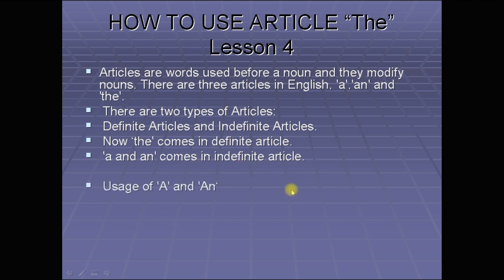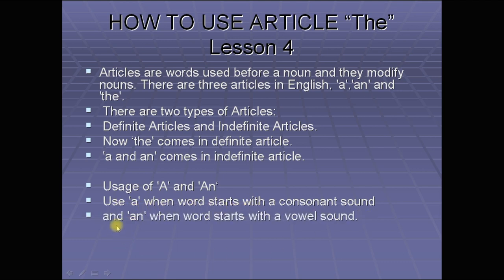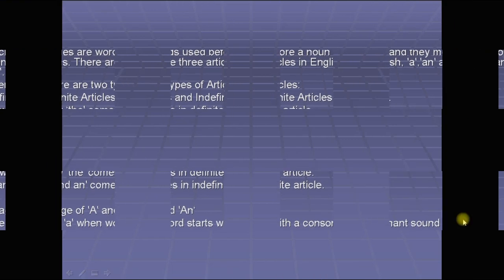Usage of a and an. Use "a" when the word starts with a consonant sound, and use "an" when words start with a vowel sound. So, see Lesson 3, Article A and An, para mas maintindihan natin yung Lesson 4.